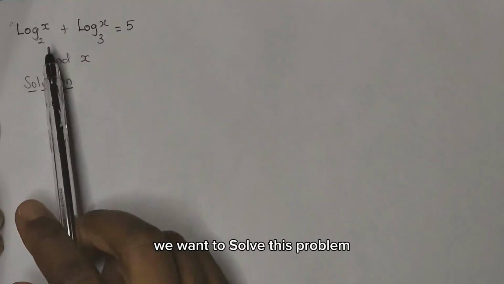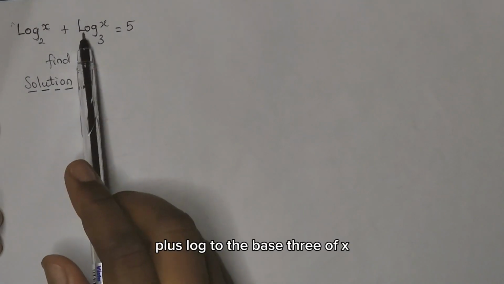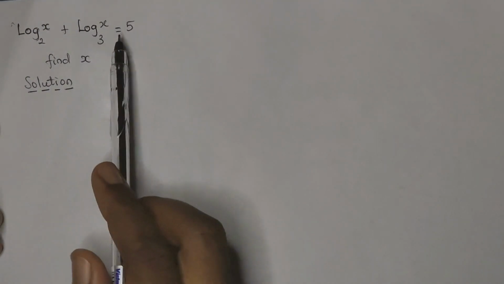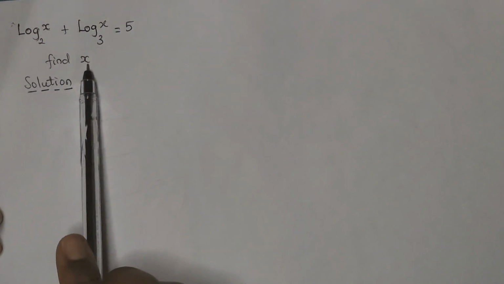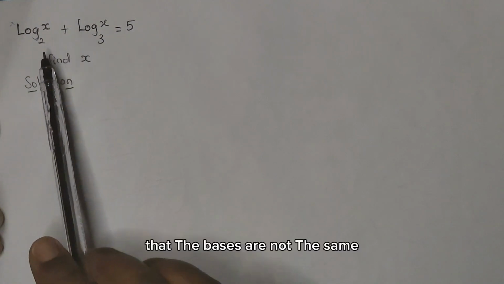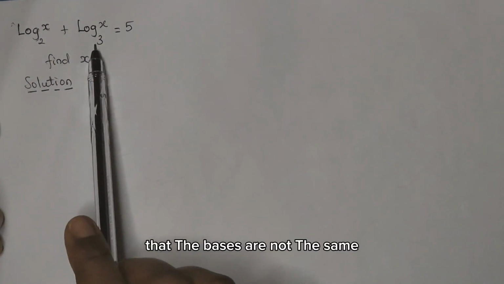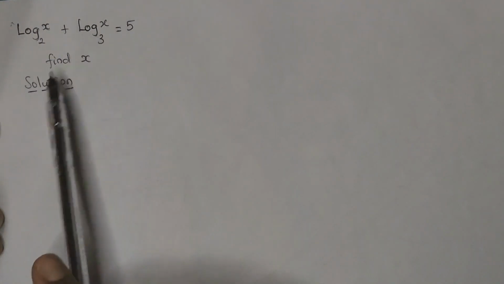We want to solve this problem: log to the base 2 of x plus log to the base 3 of x equals 5, and we want to find x. First, we need to understand that the bases are not the same, so we won't be solving directly.